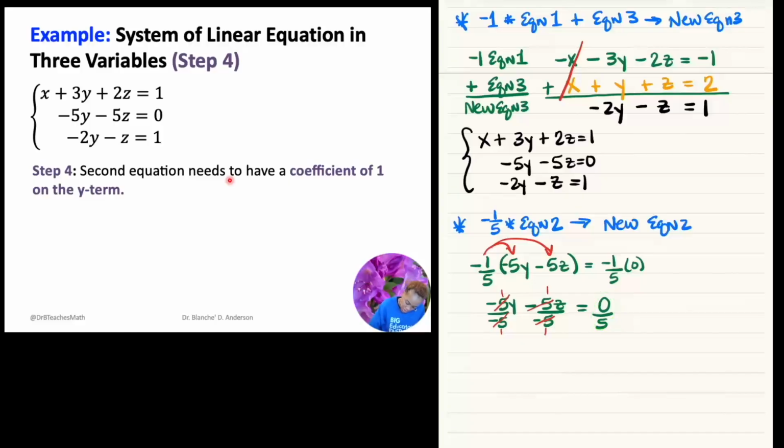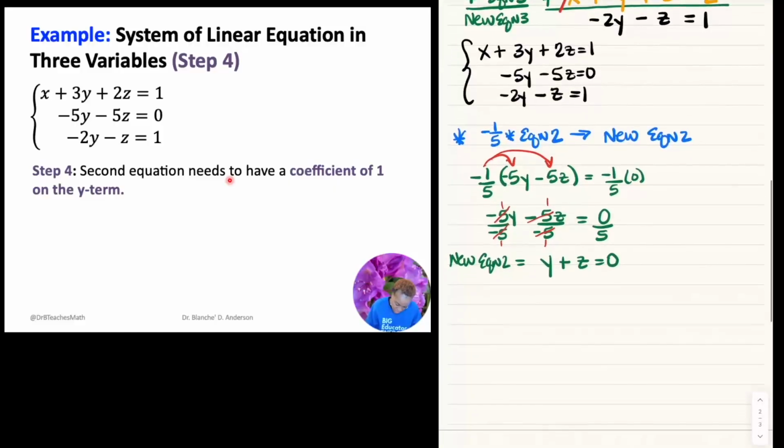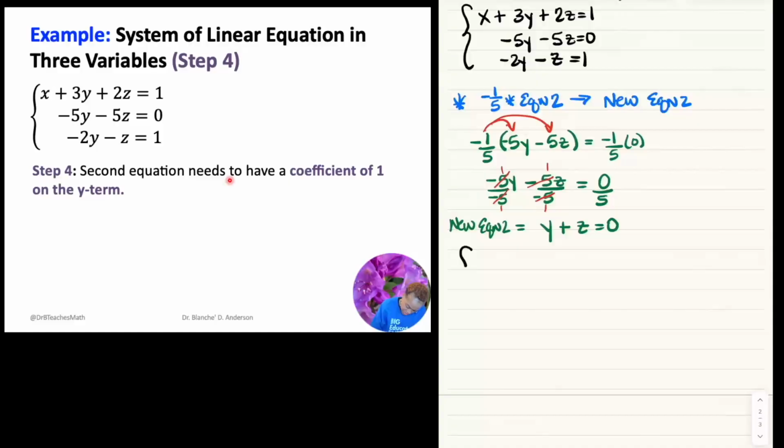So now my new equation 2 is y plus z equals 0. Does that make sense? This negative divided by that negative, and so a negative divided by a negative is positive. So that's why it's y plus z. Okay? So this is my new equation 2. Stick with me. So let me write it.